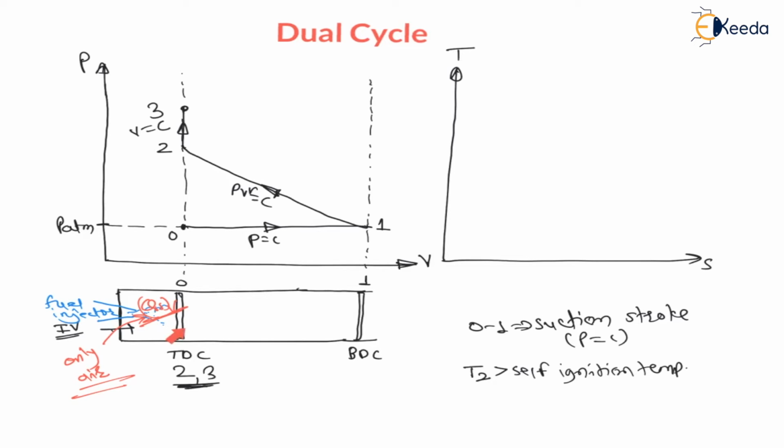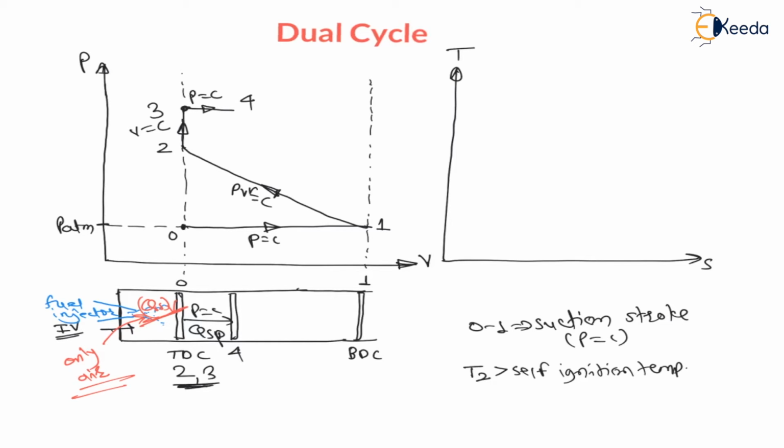Now, from 3 to 4, the heat gets added at constant pressure. Therefore, the piston will go to the 4 location, and during this 3 to 4 process the pressure remains constant. It is a heat supply at constant pressure process. So 3 to 4 is a constant pressure heat supply process.